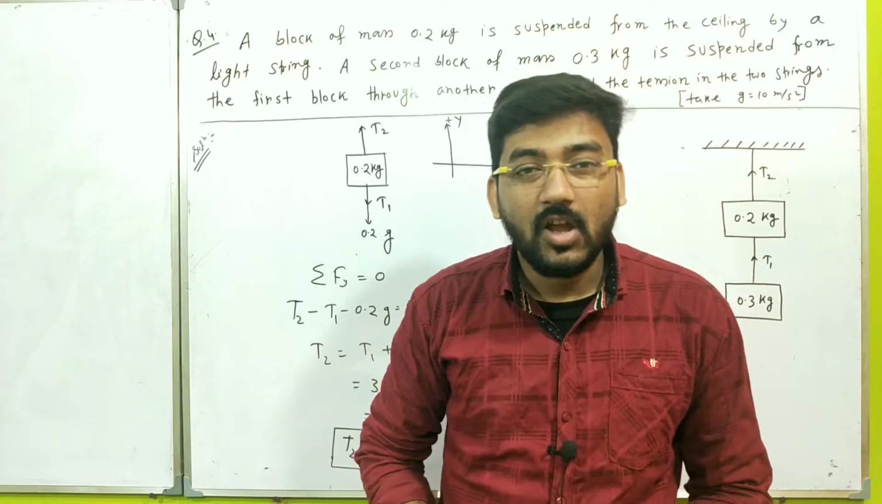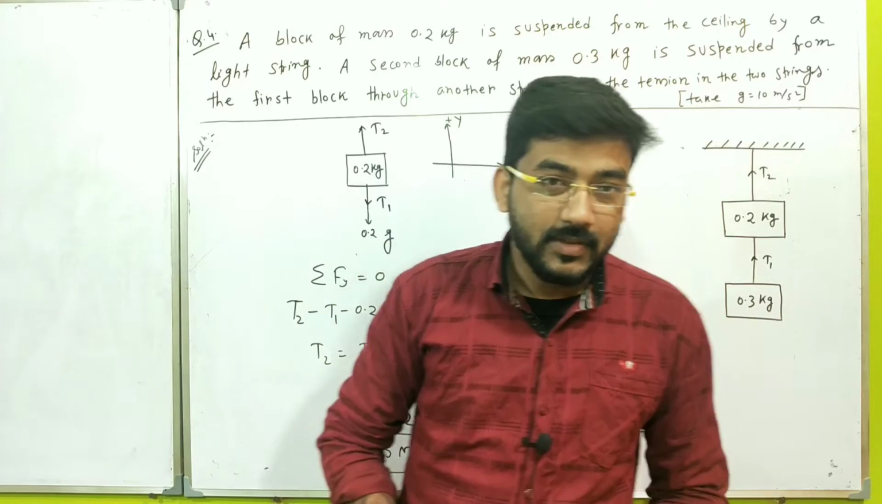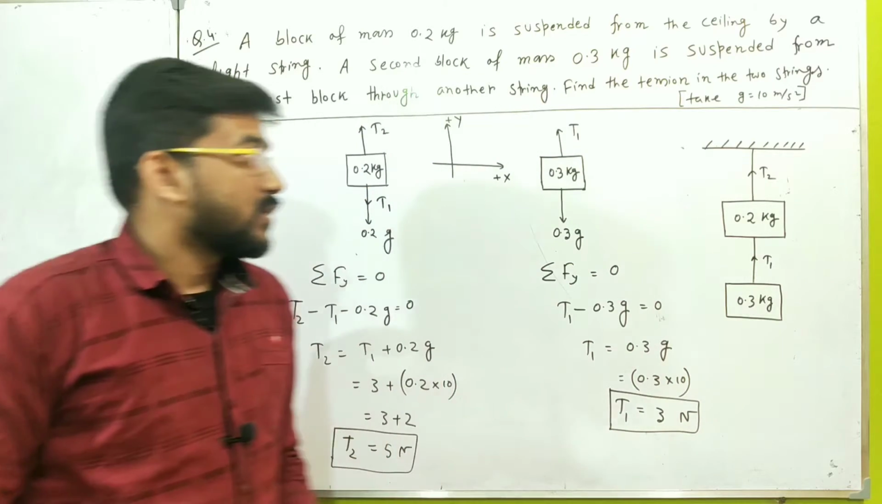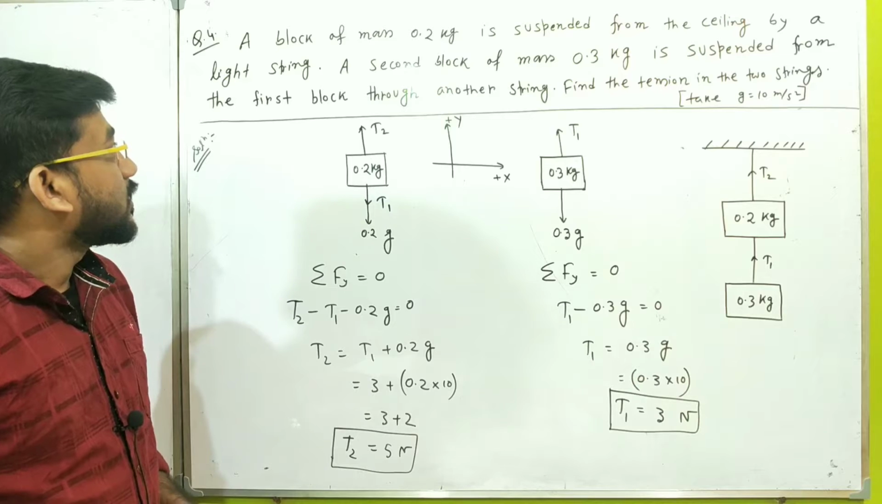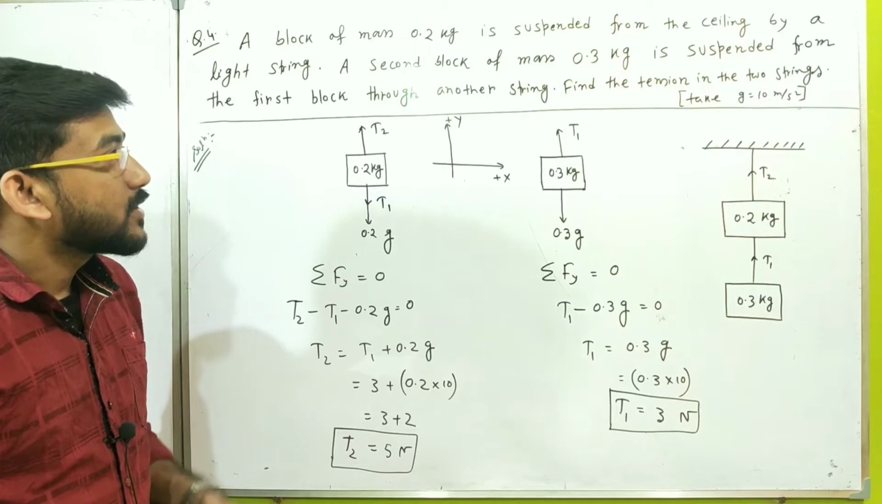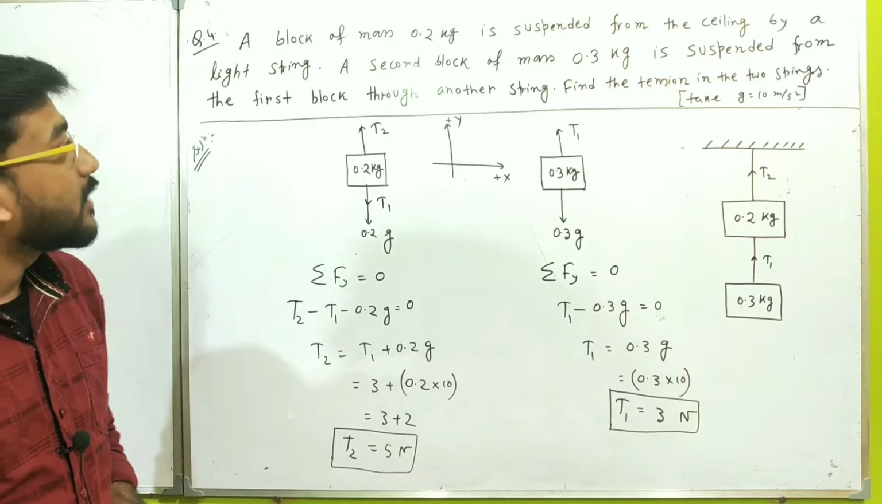Dear students, now I am going to solve the next question of the book A.C. Verma, Concept of Physics. This is question number 4. The question given in this book is: a block of mass 0.2 kg is suspended from the ceiling by a light string.